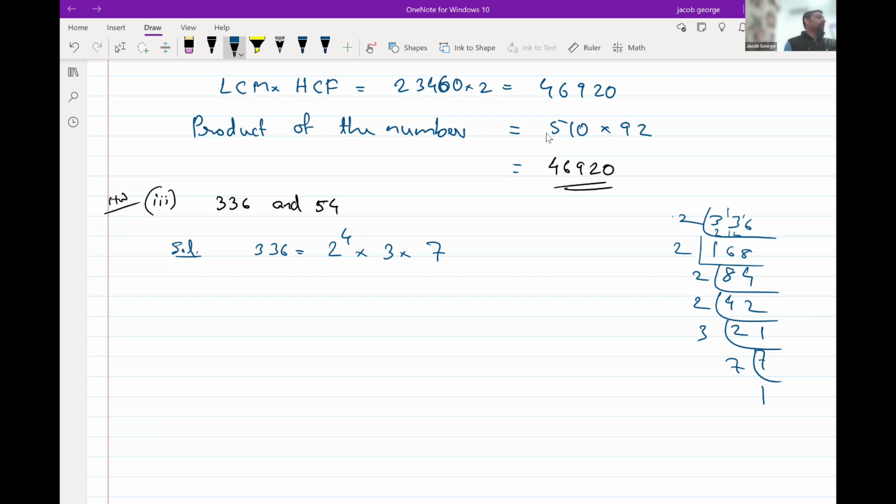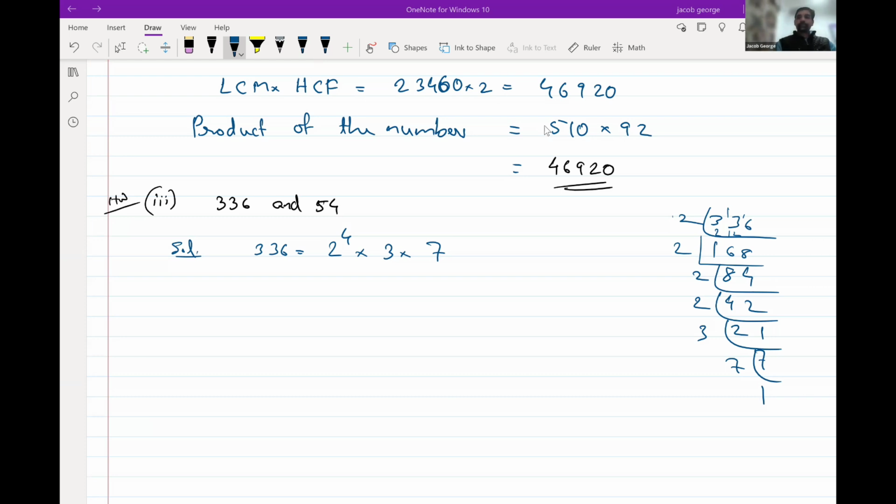Yes, what happened in that one? 168 was confusing. Yeah, please correct it. With 3, it's fine. But finally you will get the same, 2 raised to 4, 3 and 7. You got it? Okay. Abhirami got 6 as the HCF and 3024 as the LCM. Anyone got 3024? Yes, 3024 you have got.